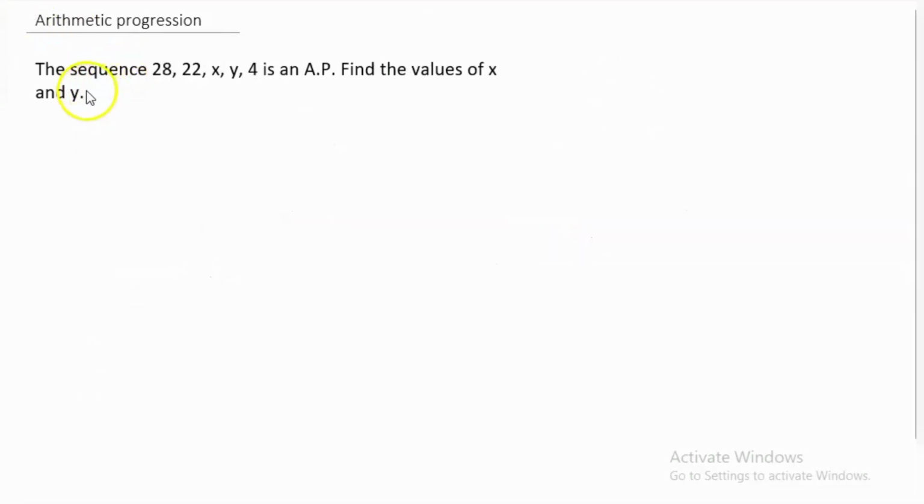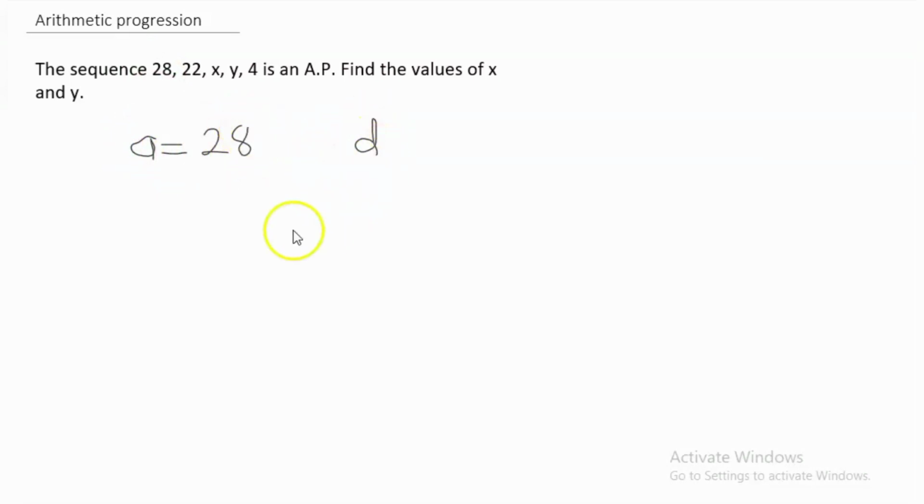So for the next question, it says the sequence 28, 22, x, y, 4 is an AP. Find the values of x and y. So this question is a bit different. Slightly more tedious, but it is not difficult in general. So the first thing that we want to do is, we have our first term, which is a, and that's 28.